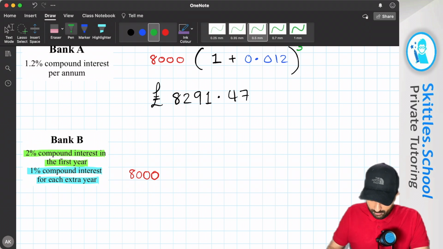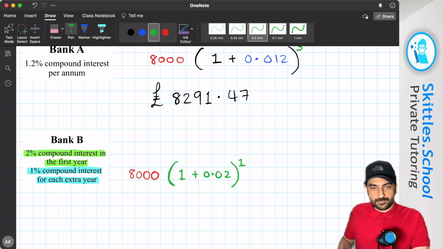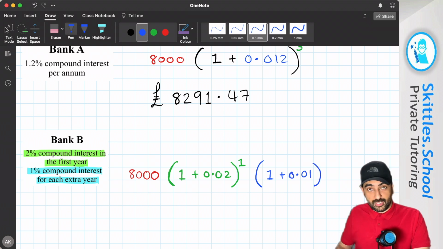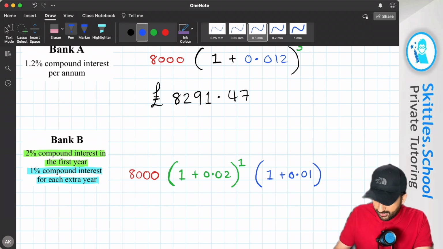But now we've got the first set of compound interest is 2%. And as a decimal, that's 0.02. And that's for the first year, so the time on that one is 1 for 1 year. And the second set of compound interest is 1%. So as a decimal, that's 0.01. And the time period on that is the remaining years. So out of the 3 years, we've already used 1. So there's 2 years remaining. So that's going to be 2 years.